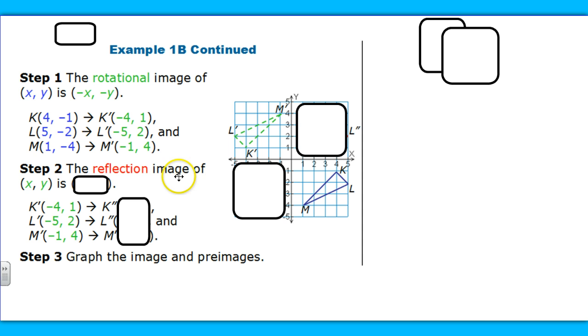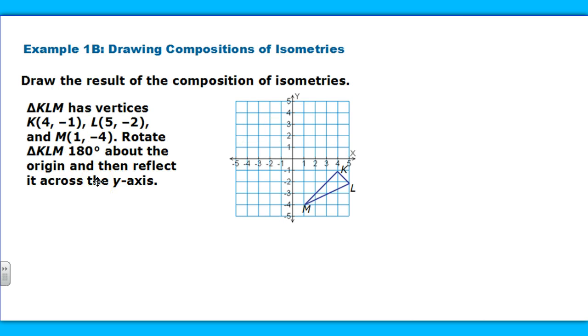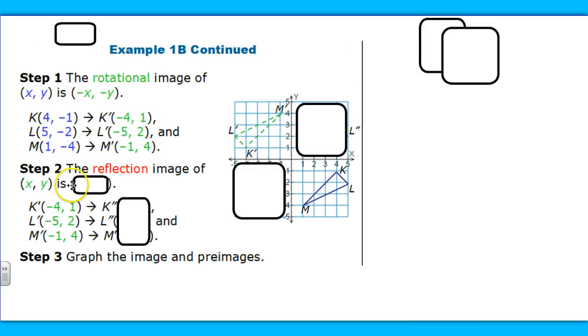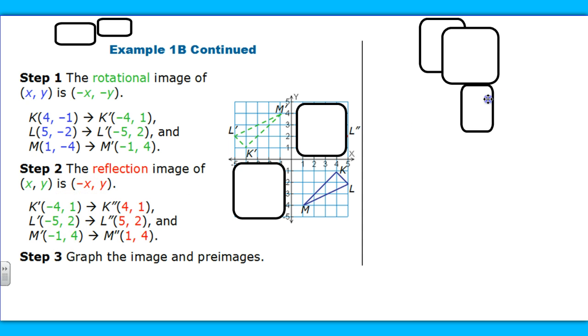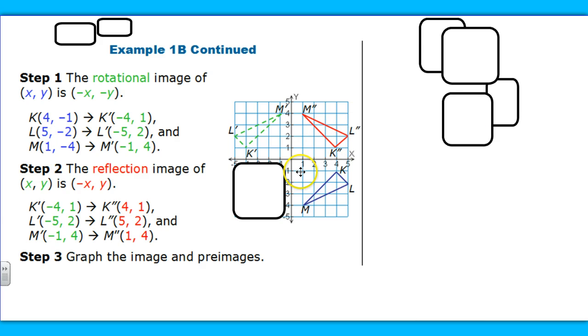Now we're going to reflect that image, and we were asked to reflect it in the y-axis. So which value here is changed to the opposite? And that would be the x, right? When we are reflecting in the y-axis, we change to the opposite x. So we go ahead and fill those coordinates in. There you go. And we have the ability to plot them. And here is our final image.